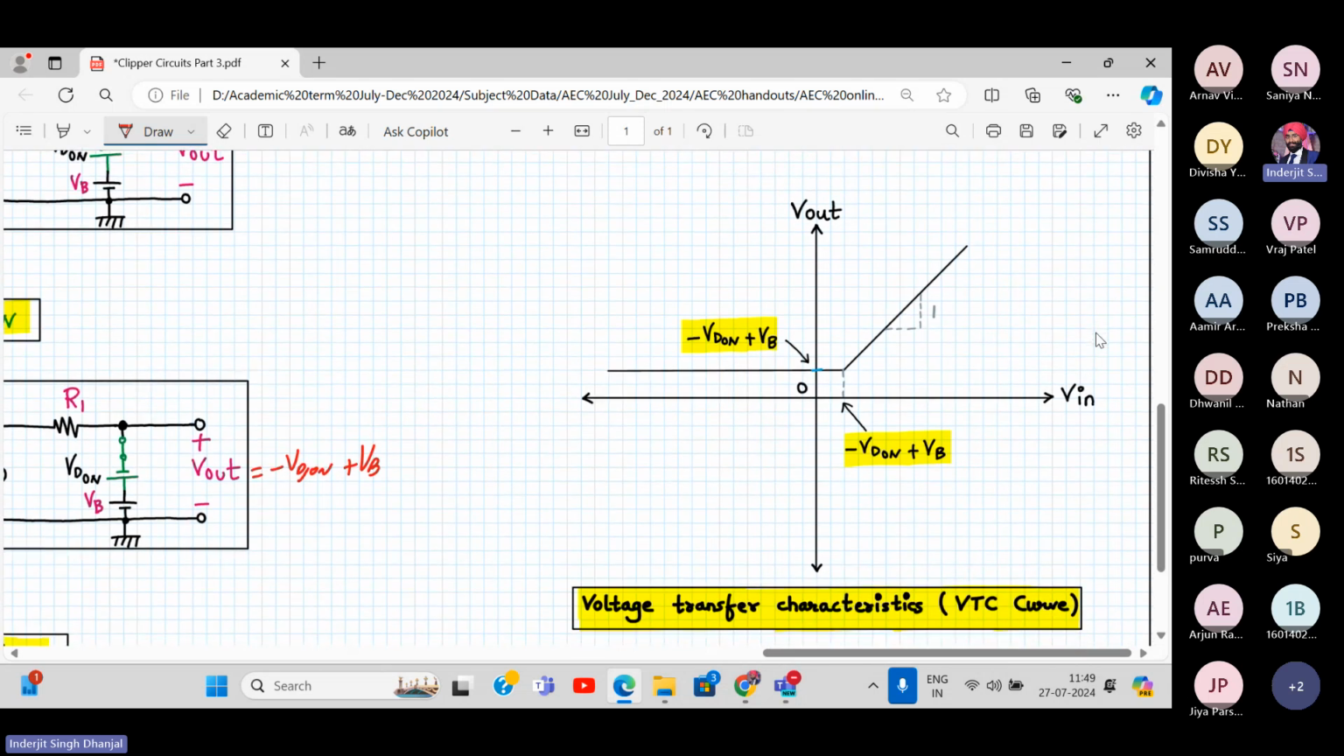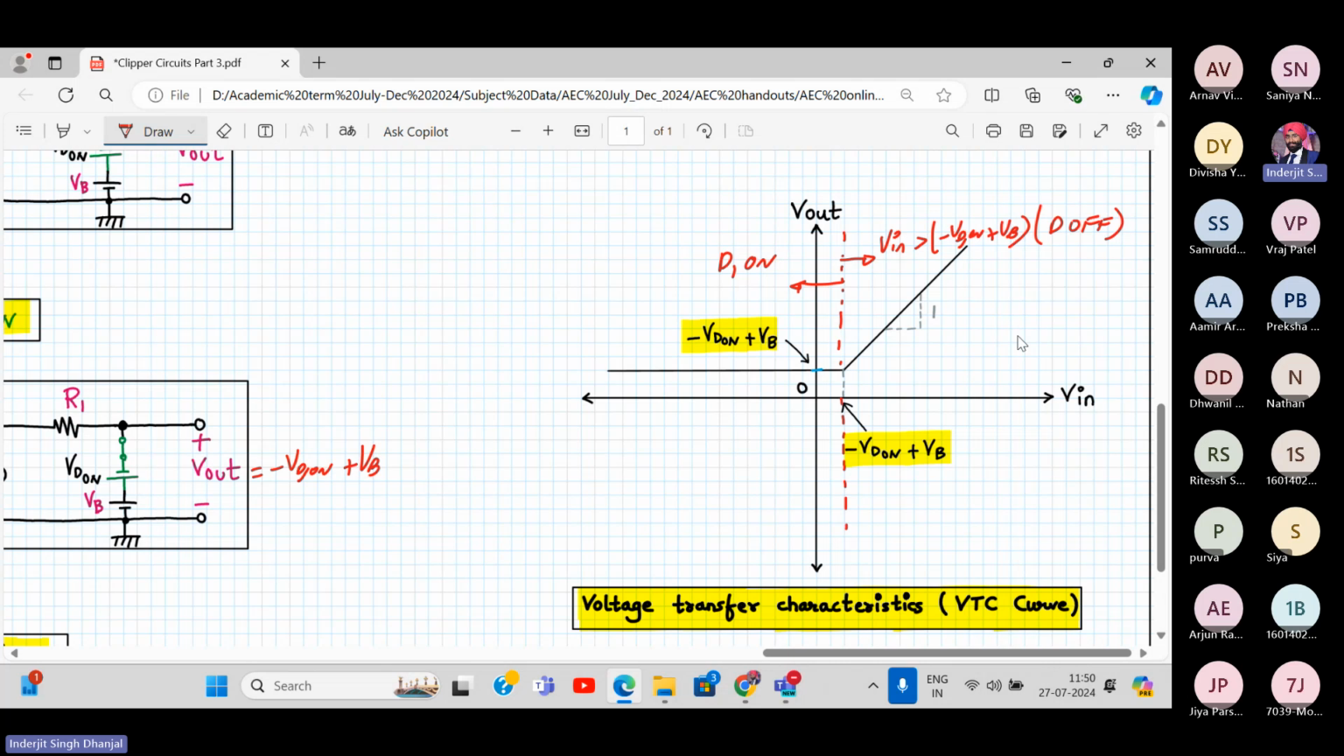Now here is my VTC curve on similar lines. Since my clipping level has changed now, let me highlight the clipping level. So here is my clipping level. If input is greater than minus VD on plus VB, my diode will be off, and output will follow the input. We have a straight line passing through the origin. For Vin less than minus VD on plus VB, my diode will be on, and my output will be stuck at minus VD on plus VB, which is around 1.3 volts, which we have determined, for example, if VB is 2 volt.